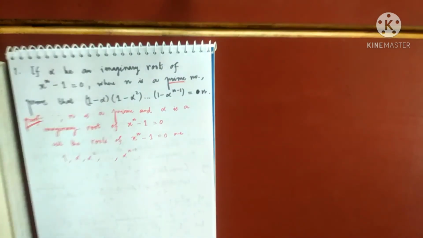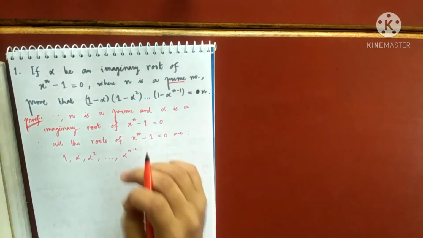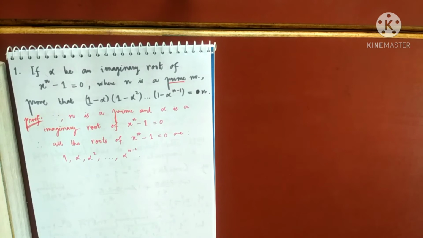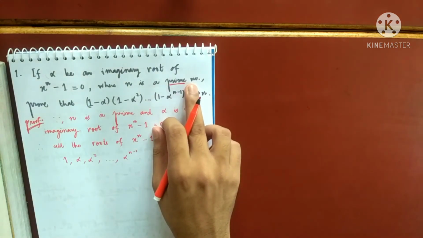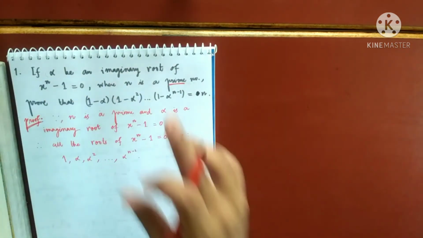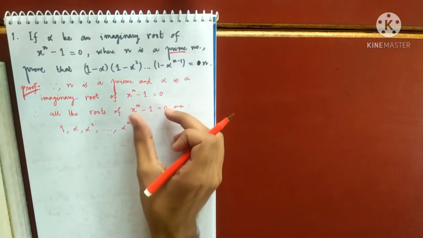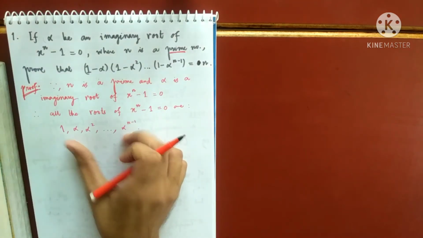You see, this is why this theorem was important. You can find all the roots if one of the imaginary roots is known, provided n is prime. And that is the reason they have given prime in the question. So, because n is a prime number and alpha is an imaginary root, by the theorem I know all the roots of this equation as this.